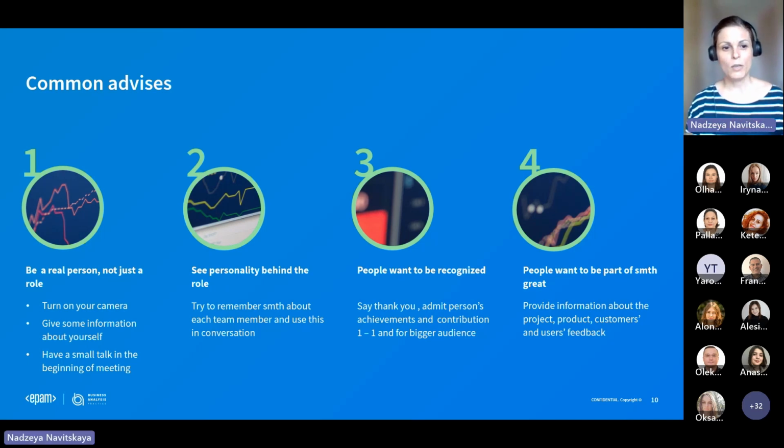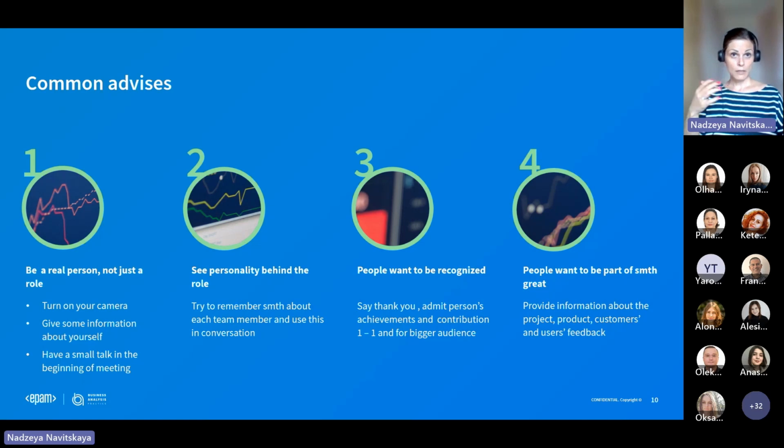Give some information about yourself. Let people know anything that you would like to share. In which city do you live? What is the weather outside? What is your favorite sport? How did you spend your vacation or your weekend? Anything you would like to share, just share. Have a small talk in the beginning of the meeting.